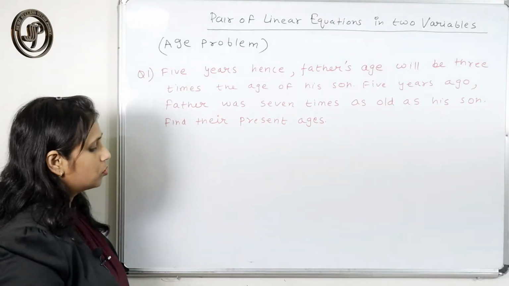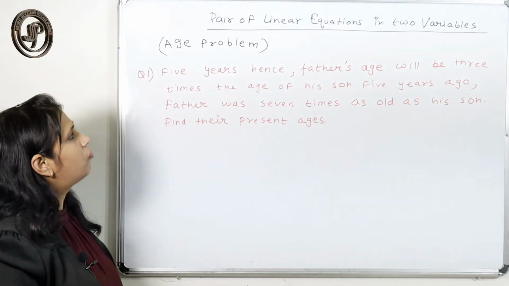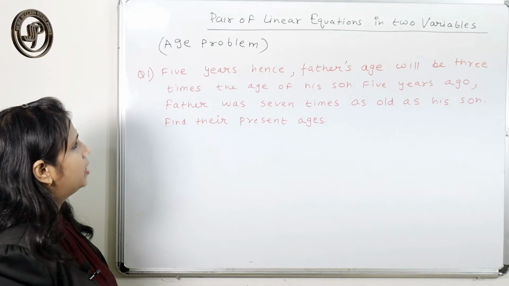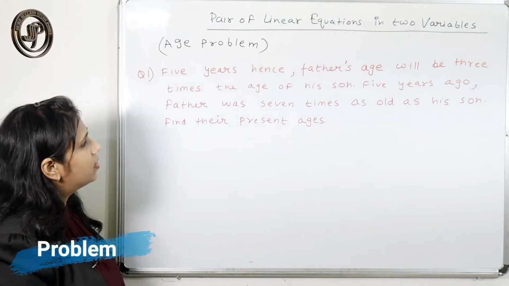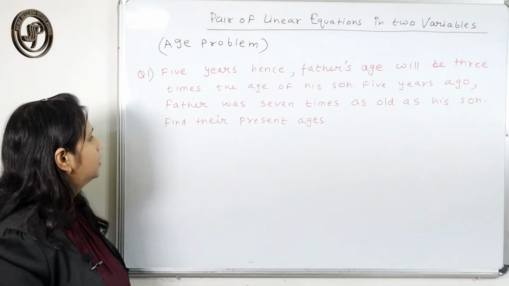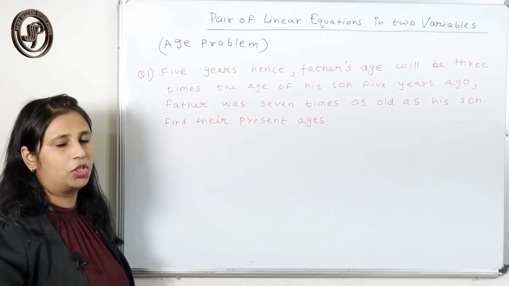So now I am going to start with the age problem. Here is a question: 5 years hence, father's age will be 3 times the age of his son. 5 years ago, the father was 7 times as old as his son. Find their present ages. So that is the question.